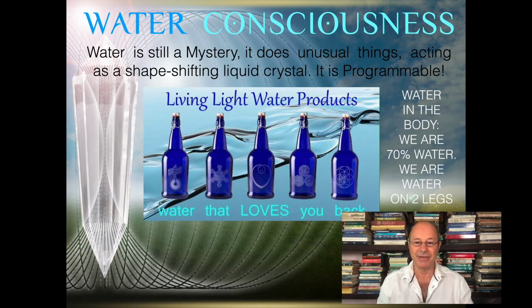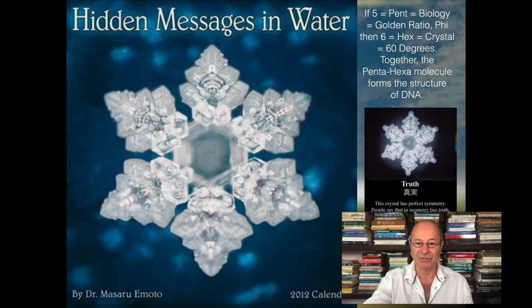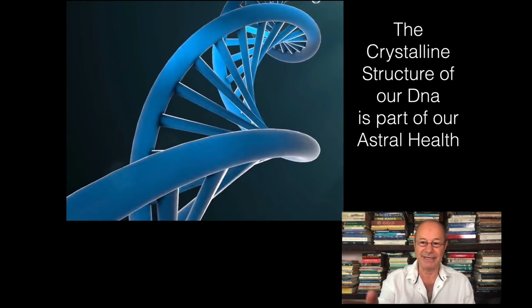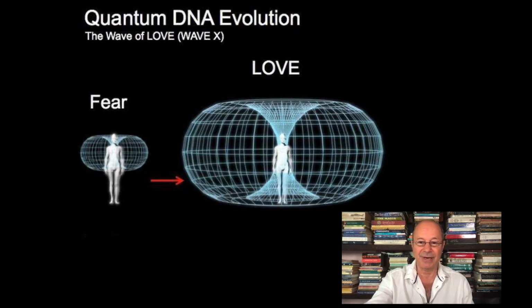Even though it's a mystery, like what water is, we are composed of 70% water. We are literally water on 2 legs. And water has many, many properties that go back to sacred geometry. The reason I've been talking about pentagons and hexagons is that when we look inside our DNA, it's composed entirely of pentagons and hexagons, like I showed you with the shapes. So that means the crystalline structure of our DNA is intimately connected to our astral health.